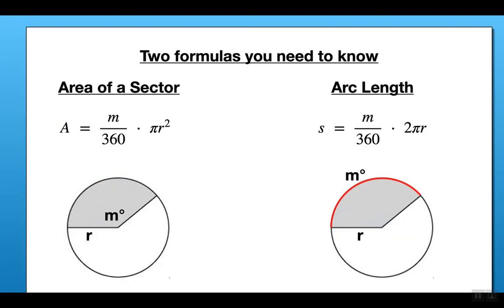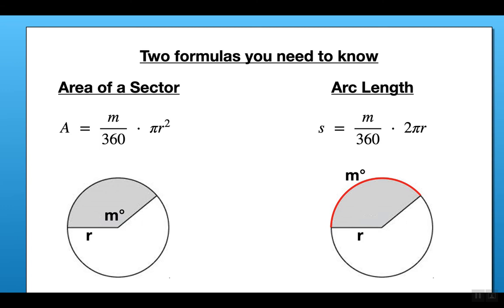For the next question, these are 2 formulas you need to know. These 2 formulas are not given to you on the exam. You either have them memorized or you don't. As I've told my classes, it's actually easy to memorize these. If you look at the 2 formulas, they both say m over 360. M stands for the number of degrees.